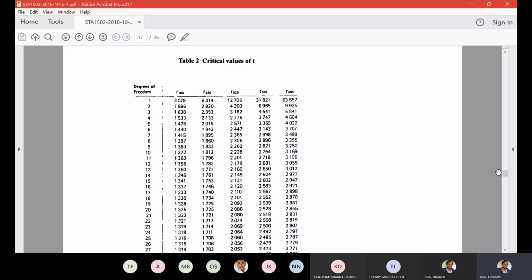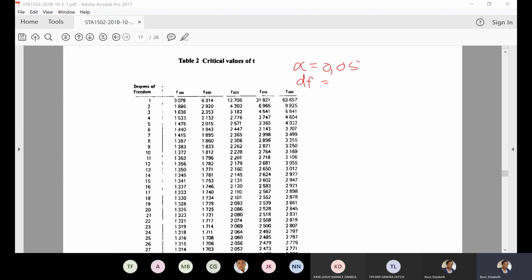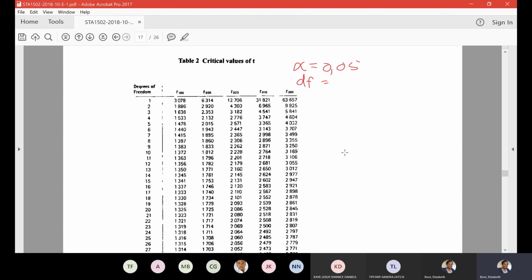So remember what we had, what we found, our alpha. So we know our alpha was 0.05, and our degrees of freedom, we calculated it and we said the degrees of freedom was 44. The degrees of freedom was 44. So now we're going to come to this table. You're going to look for your alpha.